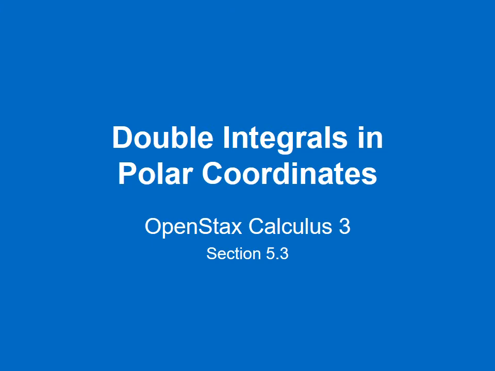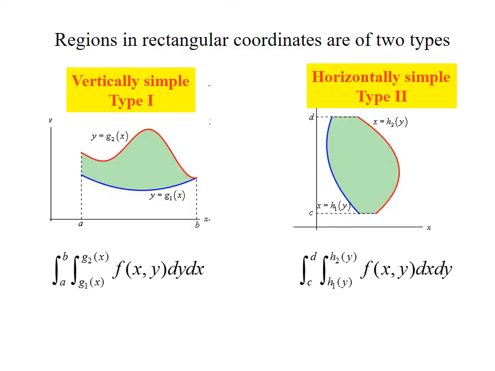So let's develop some ideas behind doing double integrals in polar coordinates. Now, in an earlier section, we learned how to describe the regions in our double integrals that were referred to as type 1 and type 2. I refer to these as vertically simple and horizontally simple.